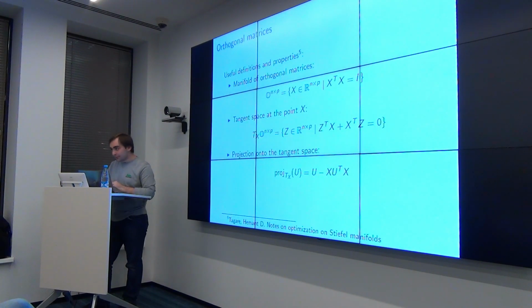So we will need some definitions and properties of the manifold. We will define O(n by p) as the manifold of orthogonal matrices. There is also a tangent space, and there is a projection to the tangent space of some vector u.